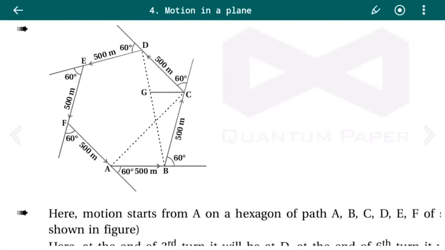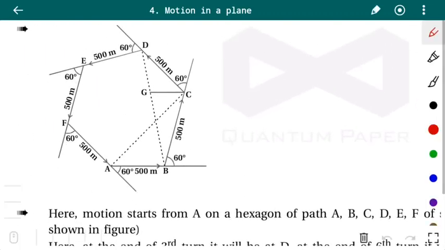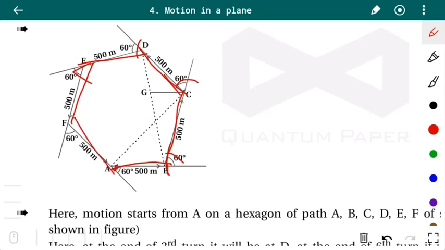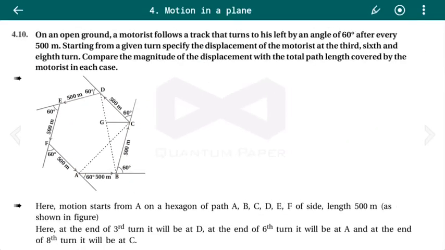So here the motorist starts his journey from A. Every time he covers 500 meters, he turns to the left by 60 degrees. Again covers 500 meters, again turns left by 60 degrees. Covers 500 meters, again turns left by 60 degrees. Again covering 500 meters, turns left by 60 degrees. Covers 500 meters and turns left by 60 degrees, again covering 500 meters. So the path made by the motorist is a hexagon.